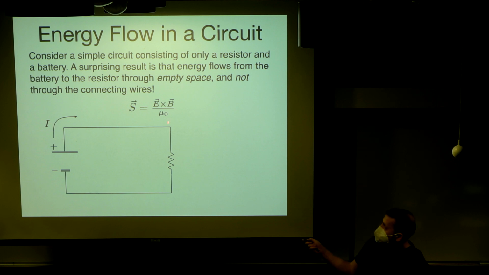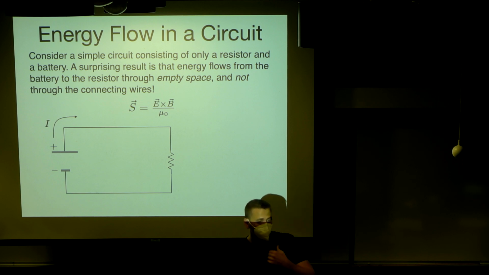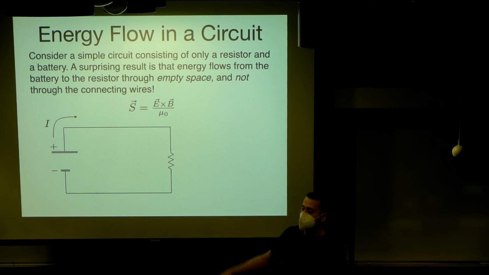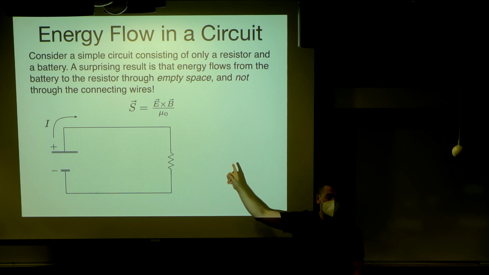And the way we can show that is by using the Poynting vector, because remember, the Poynting vector tells us how energy is flowing. It's telling us, in particular, if we just take the cross product, what direction energy is flowing. So what we're going to do is show the E field and the B fields in this circuit, and we'll show which way energy is flowing.